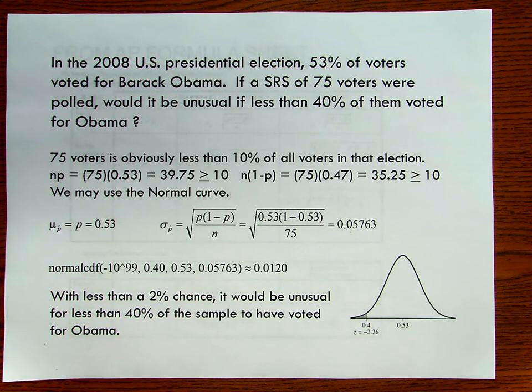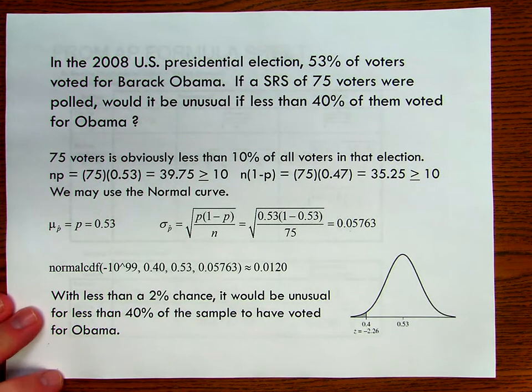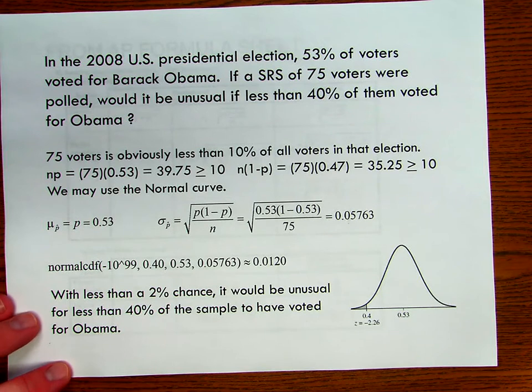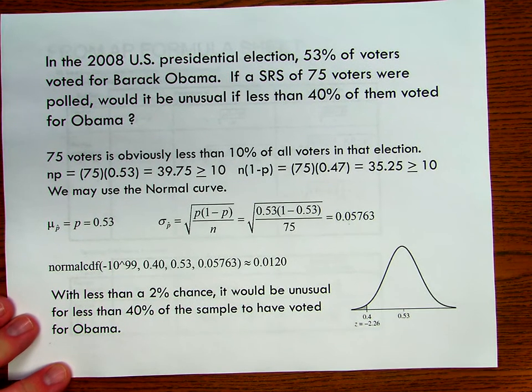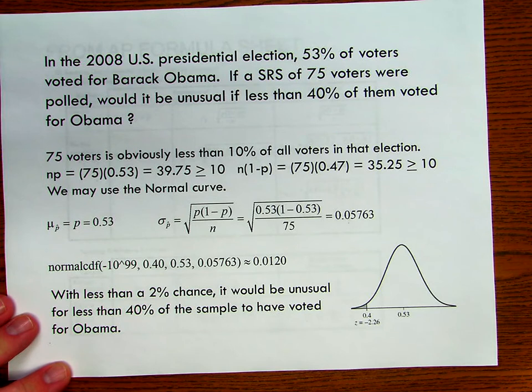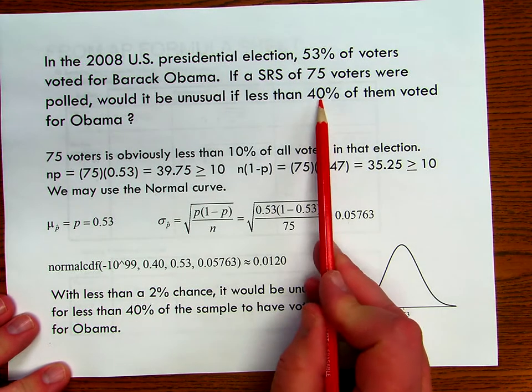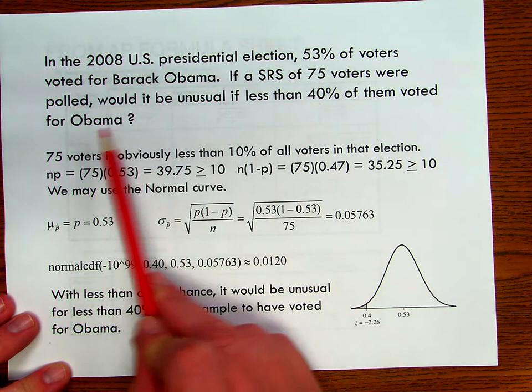Another example very similar to the one we just did. In the 2008 U.S. presidential election, 53% of the voters voted for Barack Obama. If a simple random sample of 75 voters were polled, would it be unusual if less than 40% of them voted for Obama? Well, right away, when you see something like, is it unusual?